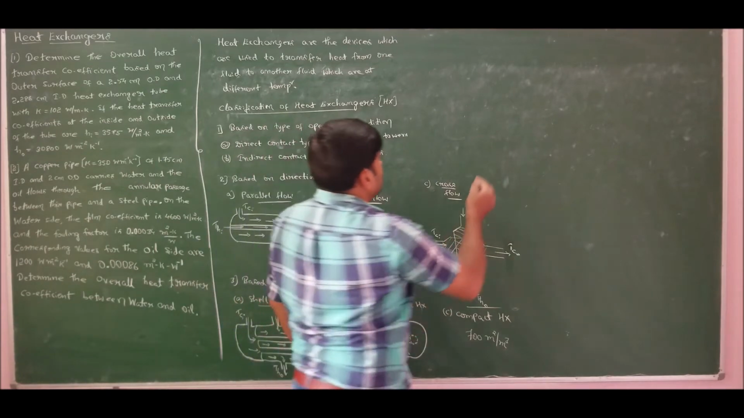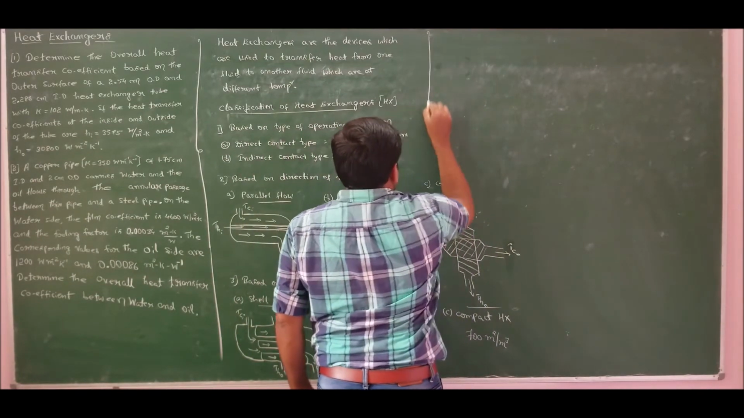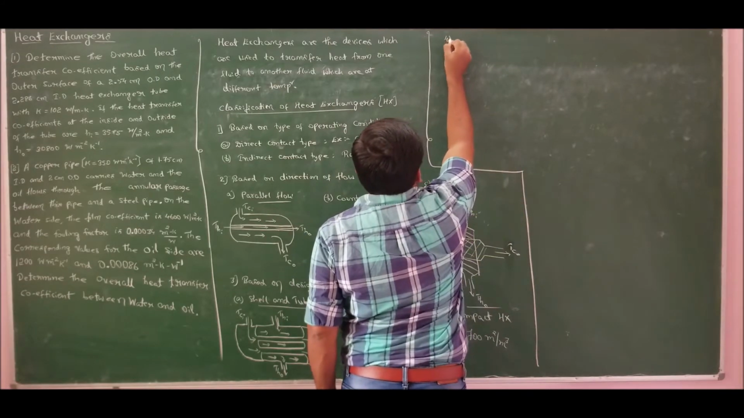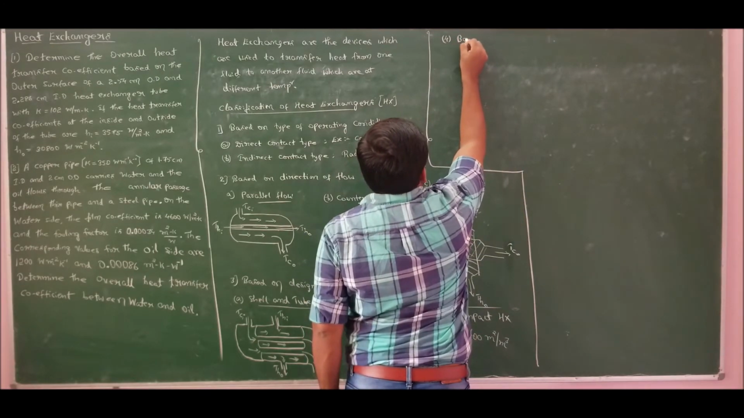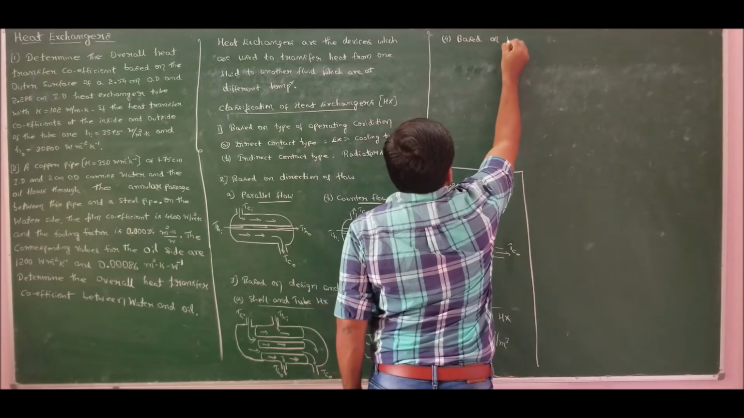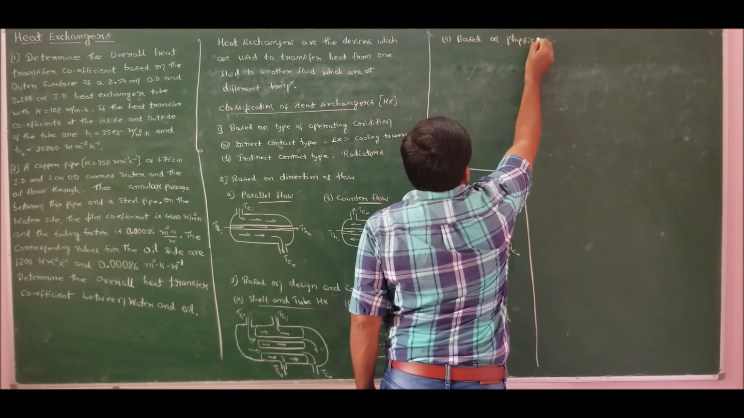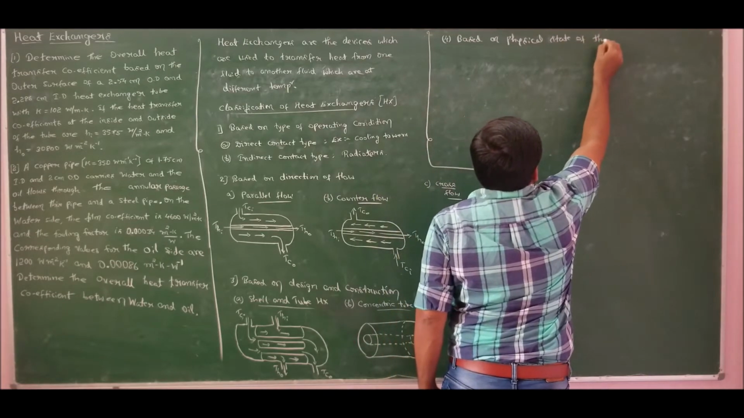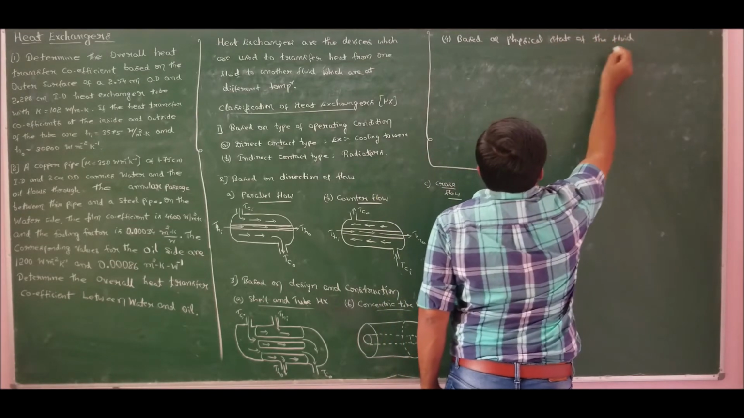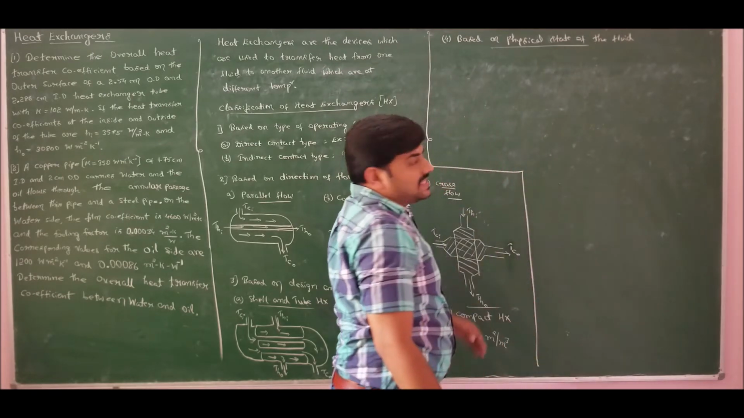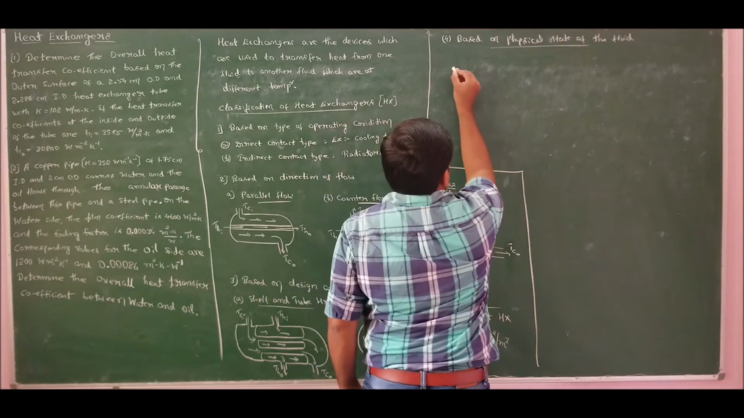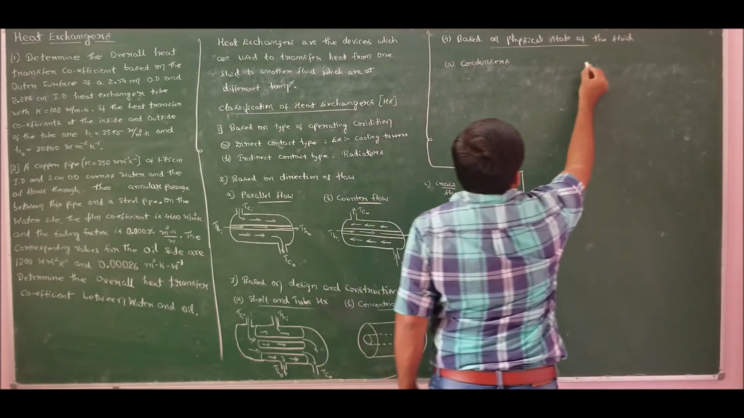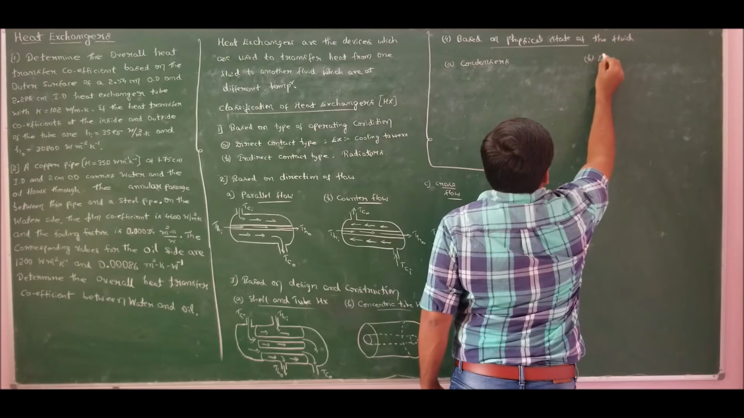Coming to the fourth one, the fourth classification of heat exchangers is the classification based on physical state of the fluid. So based on physical state of the fluid, the heat exchangers are classified as A, condensers, and B, evaporators.